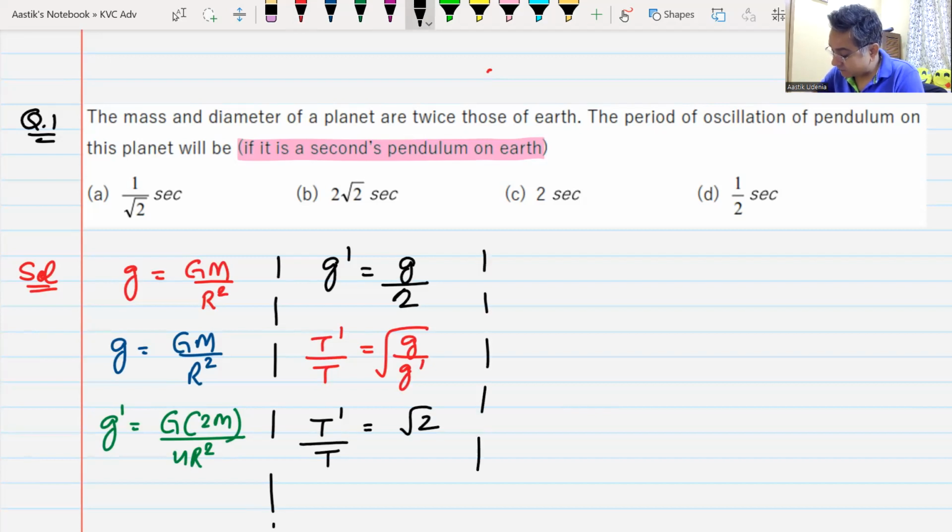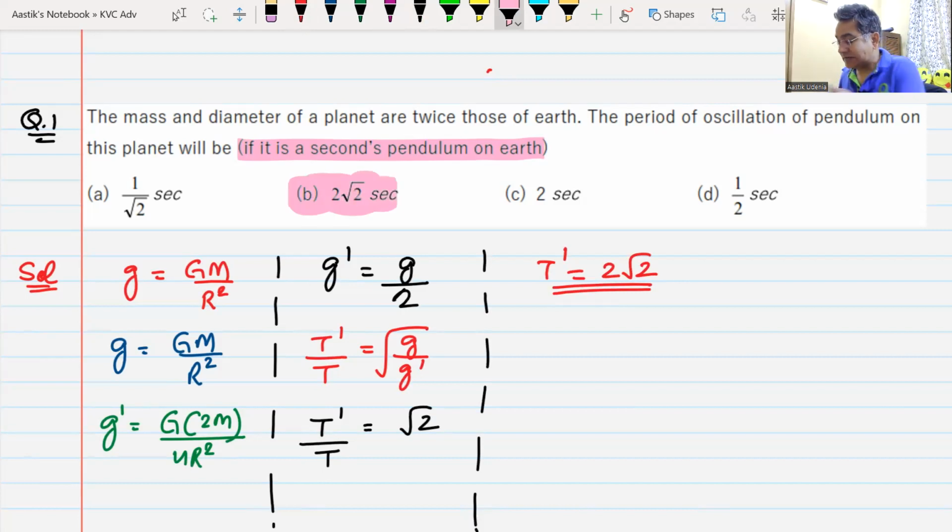So now I have the final answer. T dash, the time period on that planet, will be T, the time period on Earth, multiplied by root 2, and that is the answer, my dear friend, 2 root 2 seconds. This is how we should have done this. I'll give you 2 minutes to note it down. Let me know once you are done. If you have any doubts, please ask.